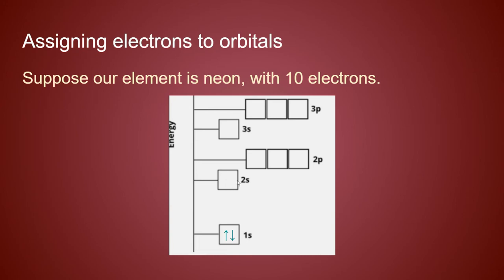So we're going to always go to what's lowest in energy. 2s is the lowest available. Put a spin up and a spin down. All right, now that's full with 2.